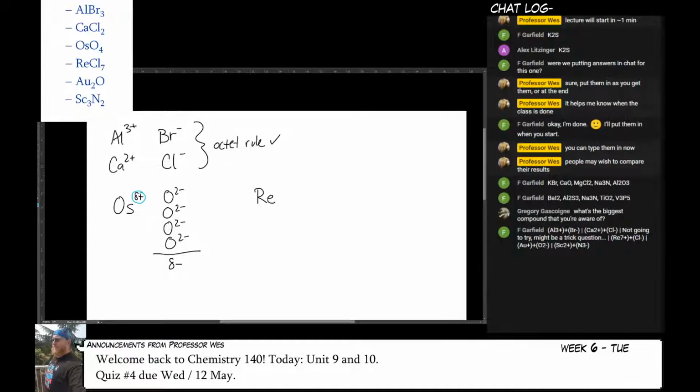For rhenium, again, same issue. I have something I've got to put here, and I've got a bunch of chlorines. Okay, what must go in there? Well, it's got to be this.